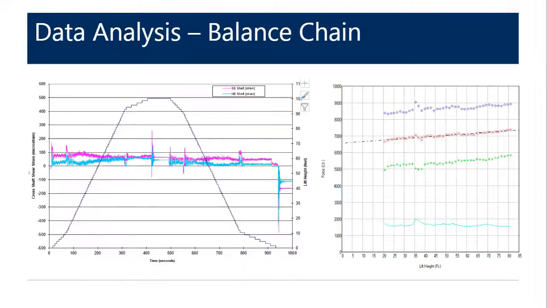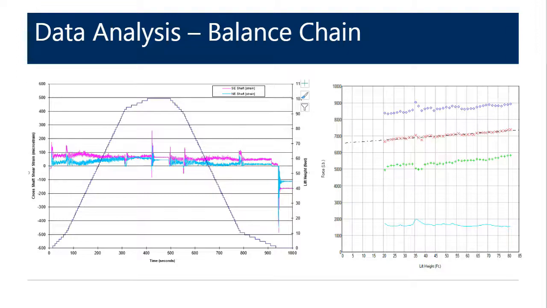This is the data analysis presented for a bridge that has balance chains. You can see the strip chart recording on the left has equal or reasonably similar loading throughout the entire operation of the bridge. And you can see that the balance analysis on the right has a linear and nearly flat slope to it.